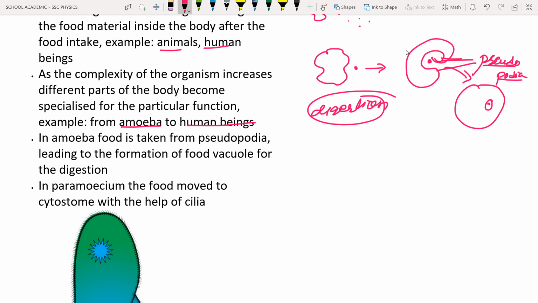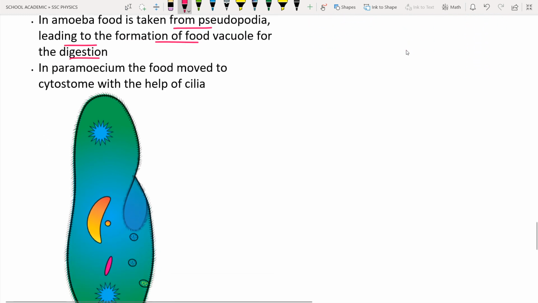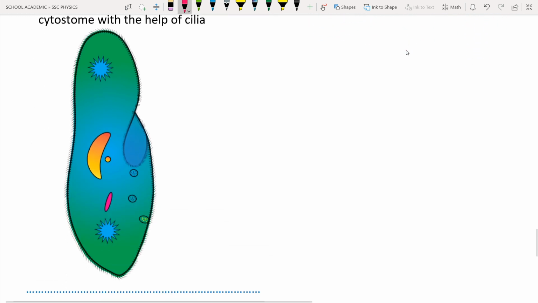So in amoeba, the food is taken in by the pseudopodia, leading to the formation of the food vacuole for digestion. And if you move to the paramecium, it is also a unicellular organism, but it is a little bit more complicated when compared to the amoeba. How will the food be taken into the paramecium? Let us see a diagram. In this diagram, you can see cilia. Cilia means small hair-like structures around the body of the paramecium. It lives inside water, and the cilia will swim and push the food materials.